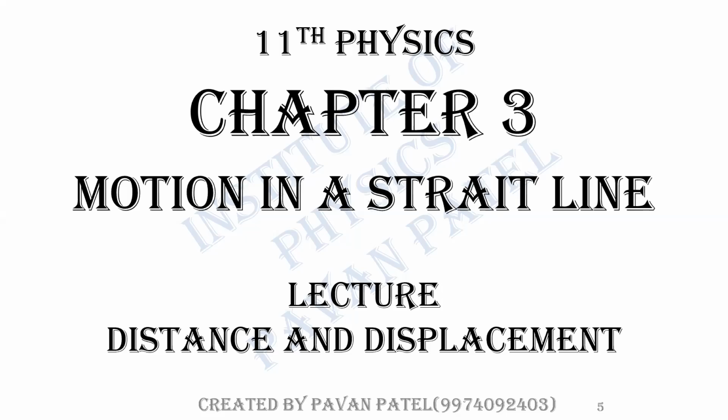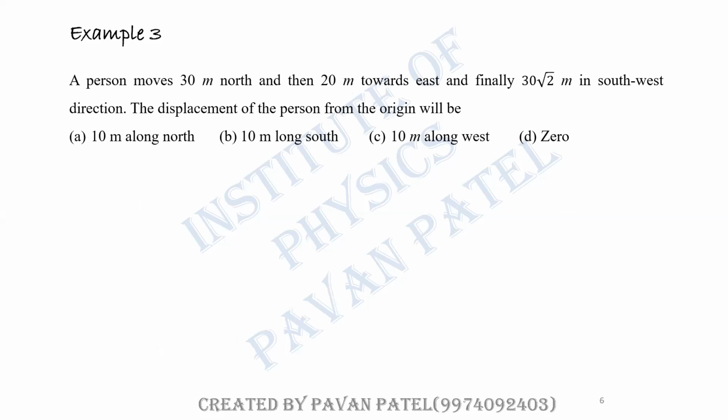Welcome to JEE NEET video lecture of chapter 3, motion in a straight line, distance and displacement, example number 3. The given information is a person moves 30 meter north and then 20 meter towards east. Finally, 30 root 2 meter in a southwest direction. The displacement of the person from the origin will be.